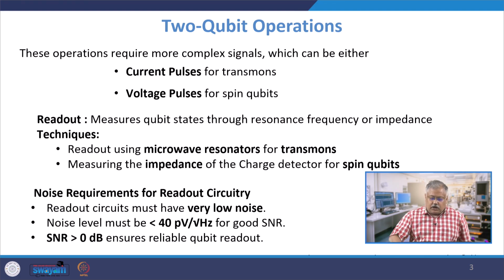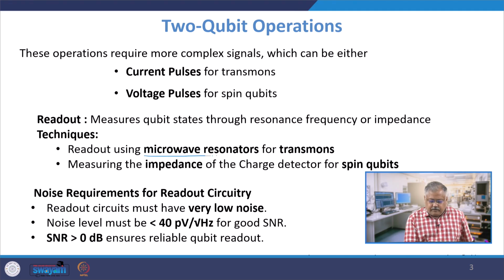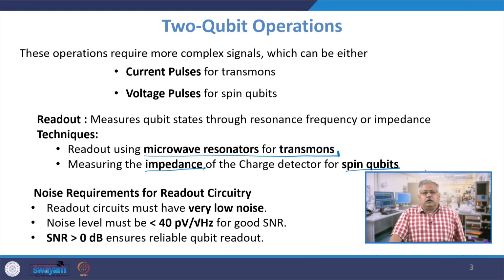So as I discussed to you earlier also, we use microwave resonators for transmons, and we measure the charge impedance for spin qubits. So for spin qubits we measure the impedance of the charge detector, and for transmon based qubits we use microwave resonators.